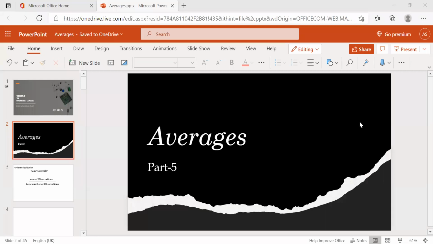So today we are going to discuss averages part 5. Almost all the problems frequently asked in competitive exams I have already covered. But now we are going to see some of the problems asked in previous competitive exams like SSC, IBPS and others. One more topic is there, and that we are also going to discuss. Okay, let us start our class.